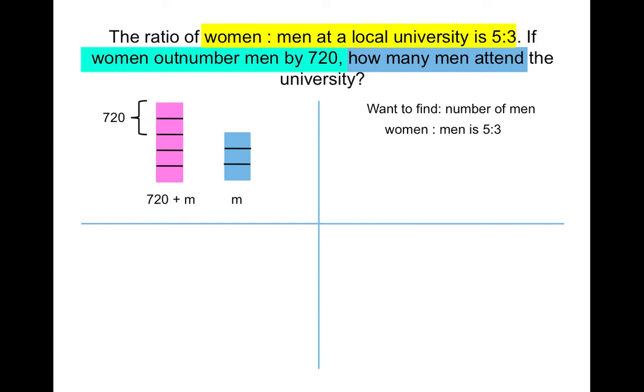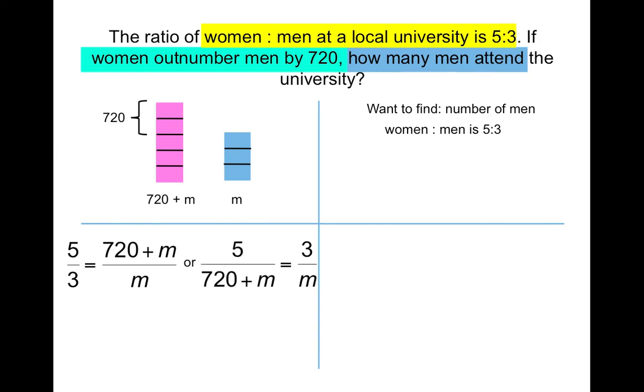These two numbers are in the same proportion as 5 to 3. So we have a couple options here. We could say 5 over 3 is the same as 720 plus m over m, keeping the numbers that represent women on the top of the fractions and the numbers that represent men on the bottom. Or we could say 5 to 720 plus m is the same as 3 to m, keeping the numbers that represent the ratios on the top and the number of students on the bottom, and keeping women on the left and men on the right. We just have to be consistent. If you solve either proportion, you should get the same answer. So please solve one of those equations for m.